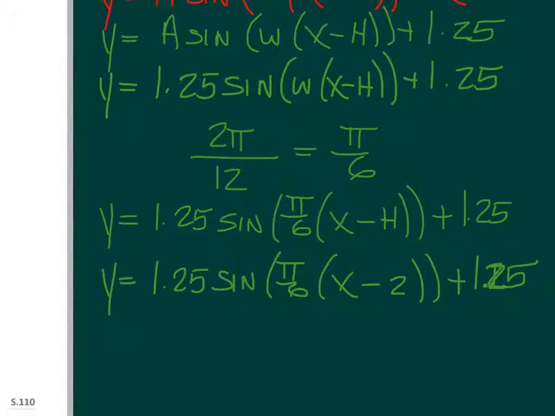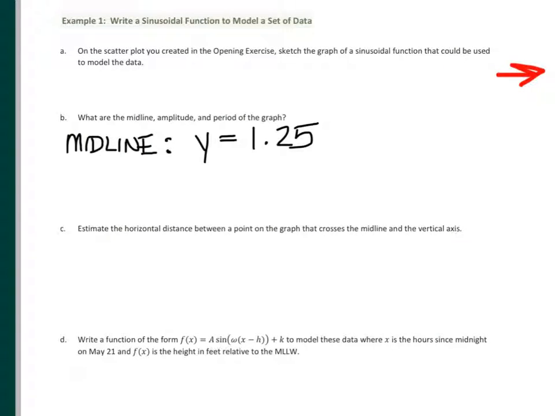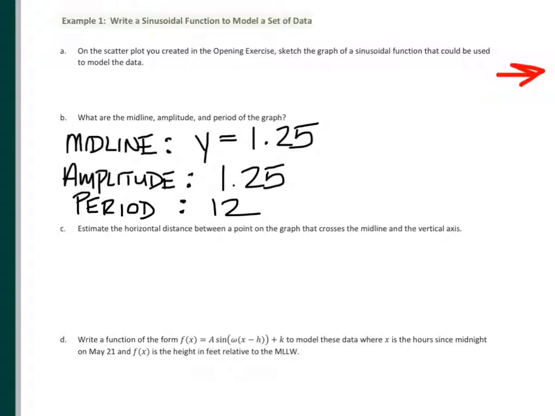Now remember, we're doing this by estimating on the graph, so ours may be a little bit different from the precise answer, like what the midline was. We found that the midline was closest to 1.25, and we found the amplitude to be 1.25. And then the period is 12. What's the distance on the x-axis that it takes for it to make one revolution?